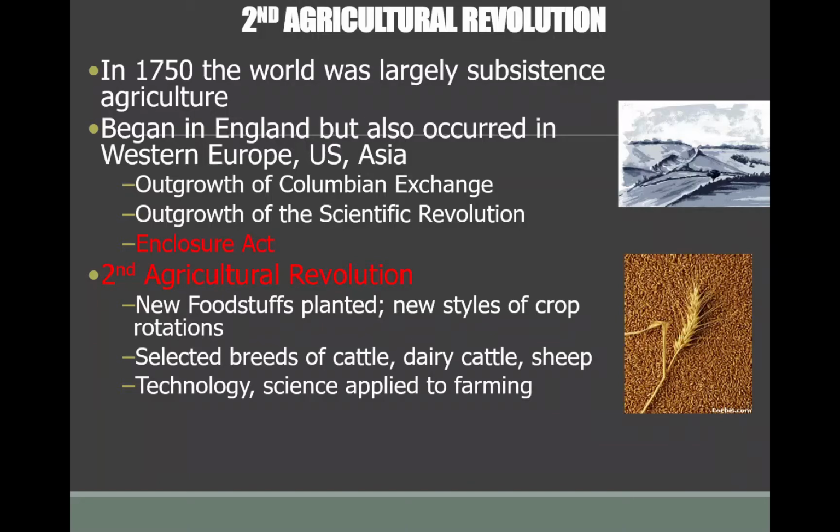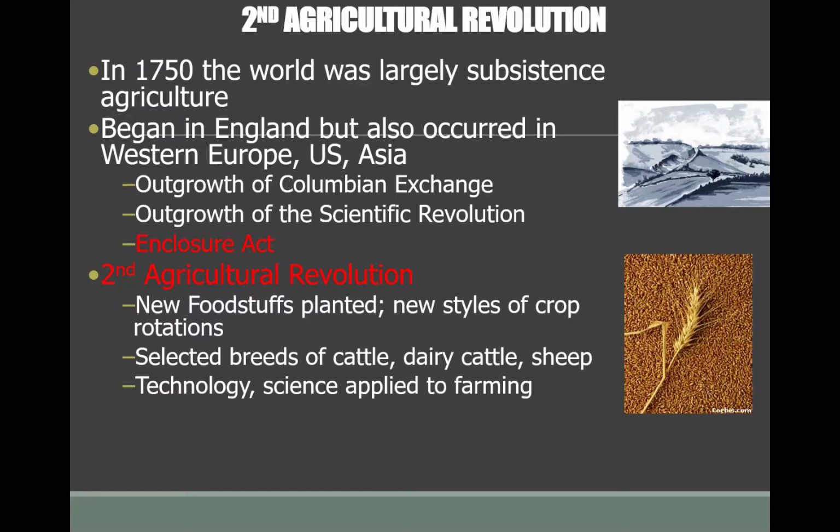Let's start off with the Second Agricultural Revolution. The first agricultural revolution, which we talked about before, was the Neolithic Revolution, where people learned how to farm. In the Second Agricultural Revolution, there are going to be new farming techniques, which is going to allow for more subsistence farming, for more food crops being produced. This is going to begin in England, but it's also going to occur in Western Europe, America, and Asia. It's an outgrowth of the Columbian Exchange. New food crops are being grown all over the world.